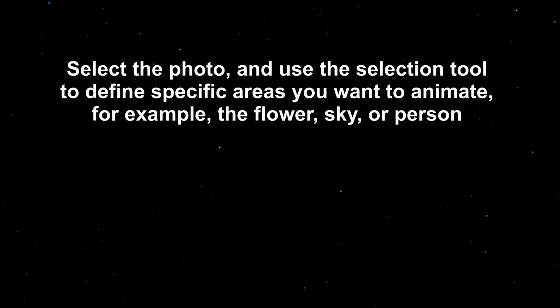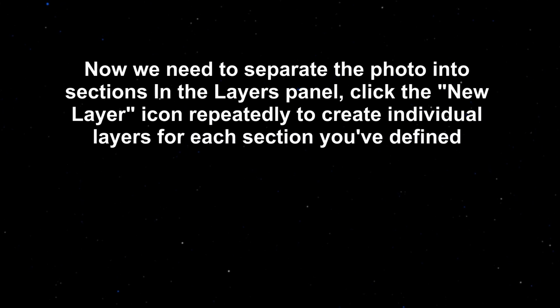Select the photo and use the Selection tool to define specific areas you want to animate, for example, the flower, sky, or person. Now we need to separate the photo into sections. In the Layers panel, click the new layer icon repeatedly to create individual layers for each section you've defined.